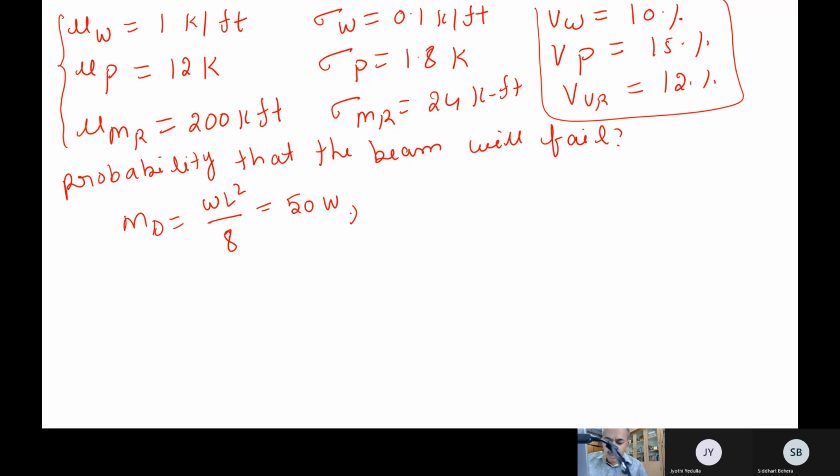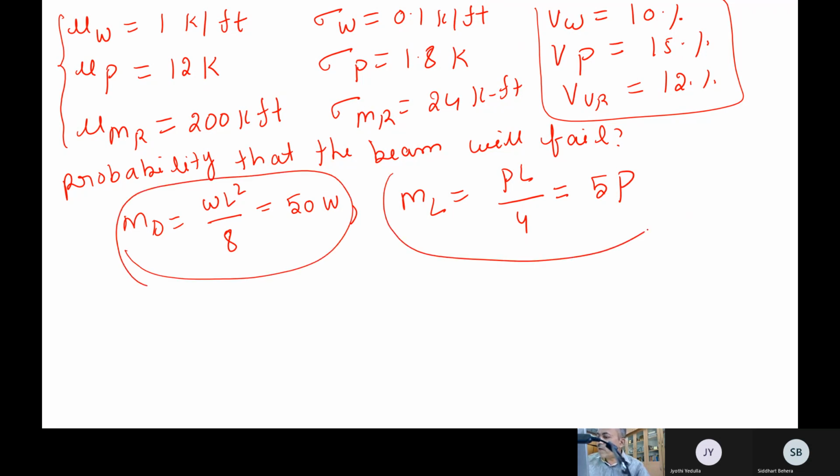Now if you try to find out, say, the bending moment due to the other load, that is a concentrated load. So you know all these things from your analysis. PL by 4, so this also turns out to be 5 times P. So this is the bending moment due to UDL and the bending moment due to the concentrated load. Now we define our performance function.